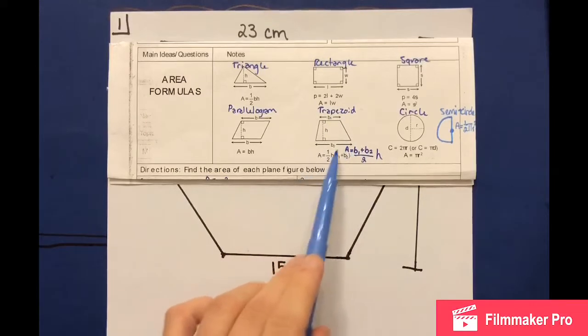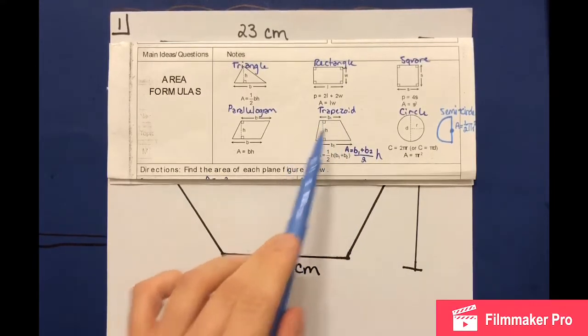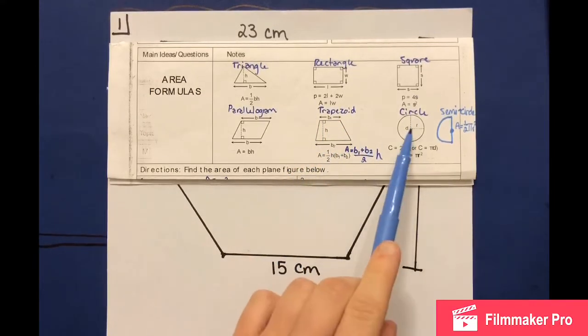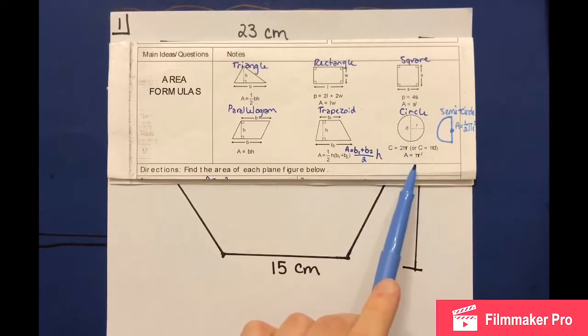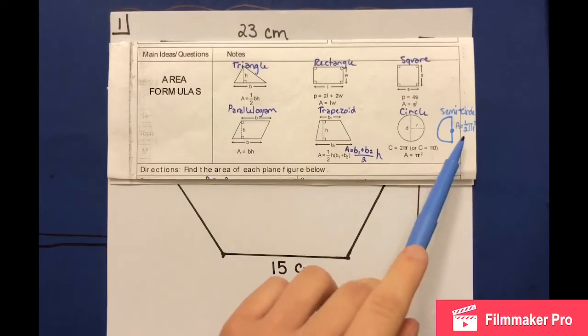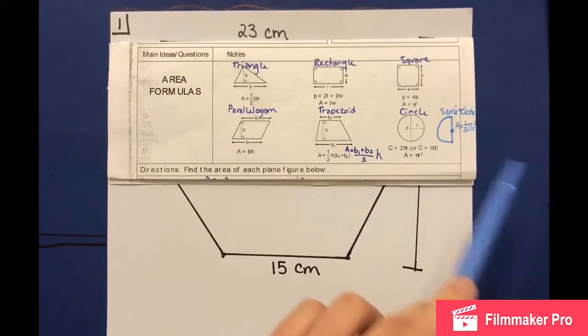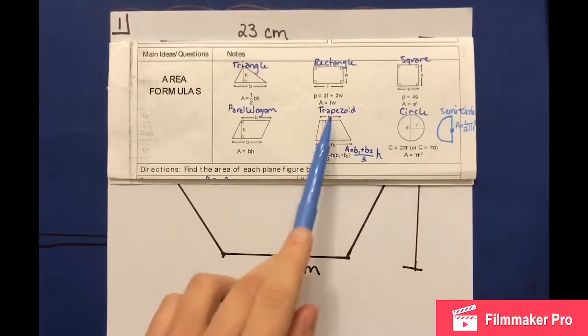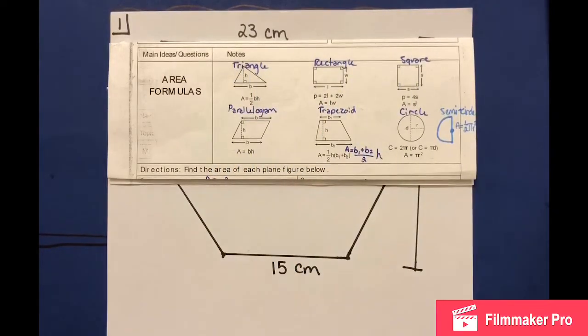Trapezoid, one set is parallel. So trapezoid we have here. Circle, area equals pi r squared. Sorry about that. And then semicircle. Semicircle is just half of a circle, okay? And that's just 1/2 pi r squared. So I just want you to have the names associated with this when we're going through this section.